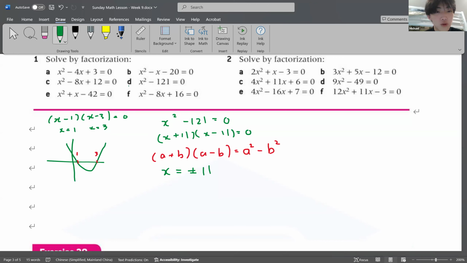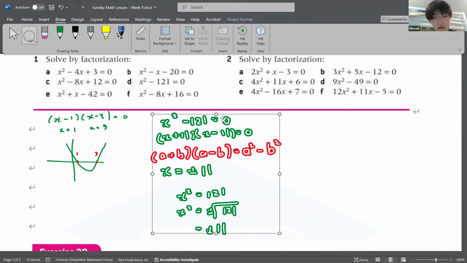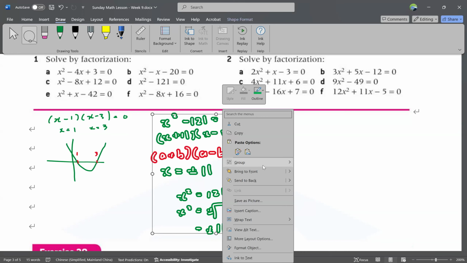Another way to do this, if you look at D, so alternatively you can do something. If you want to just solve it, you can do something like this. So x squared equals 121, so x equals plus or minus square root of 121, which is plus or minus 11. Make sense to everybody? Yeah. Mm-hmm. Cool.